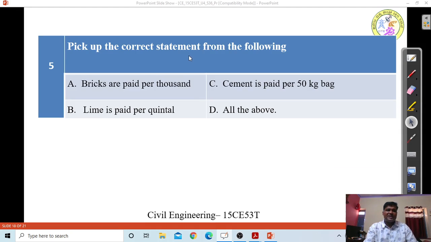Fifth question, pick up the correct statement from the following. Bricks are paid per 1000, cement is paid per 50 kg bag, lime is paid per quintal, and D, all of the above. The right answer is D, all of the above.